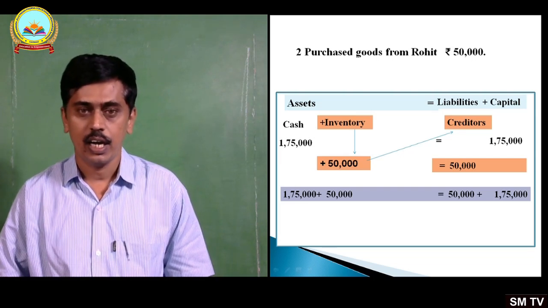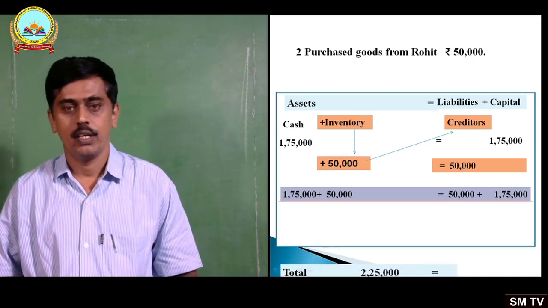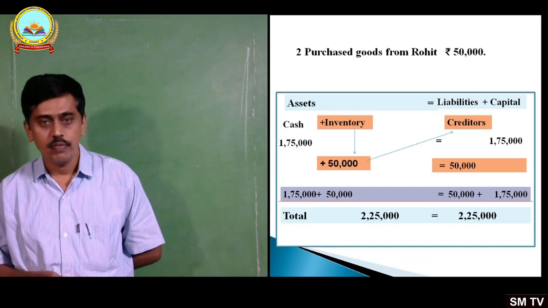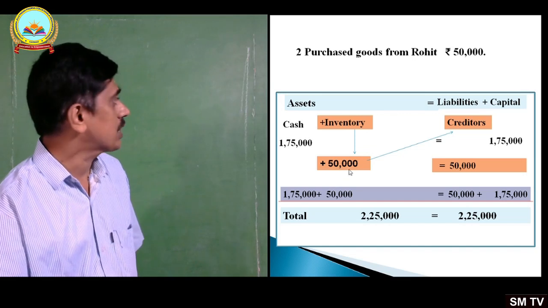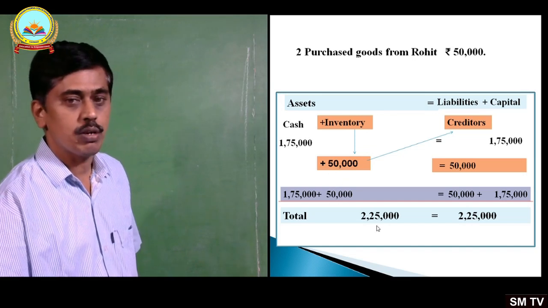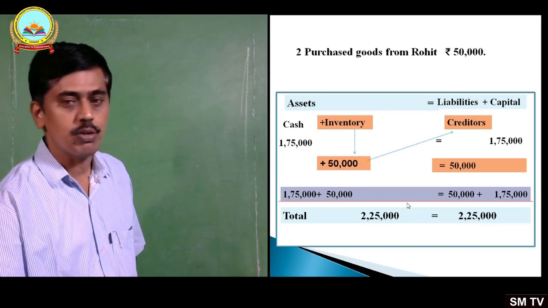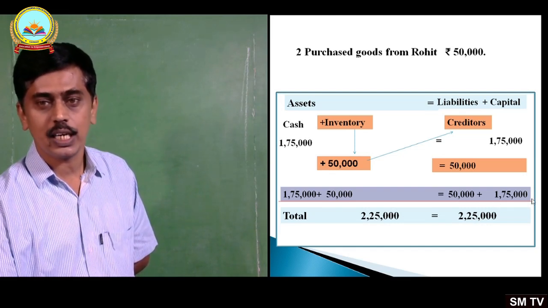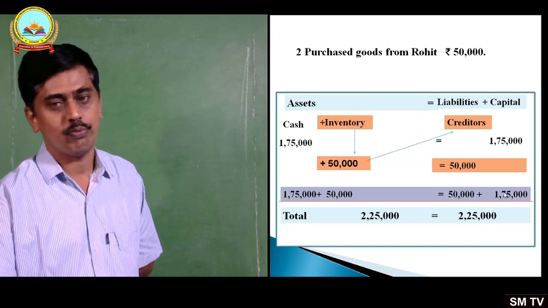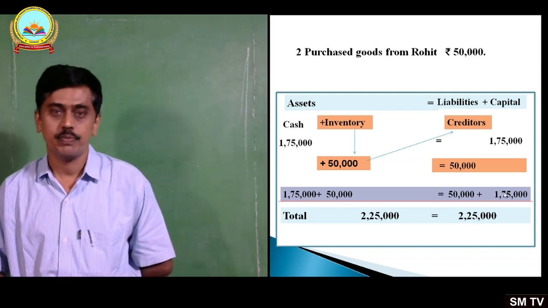Now find the total. Draw one line and find the total. How much is it? Asset side 1,75,000 plus 50,000, 2,25,000. So on the liability side 50,000 plus 1,75,000, 2,25,000. Okay, next.